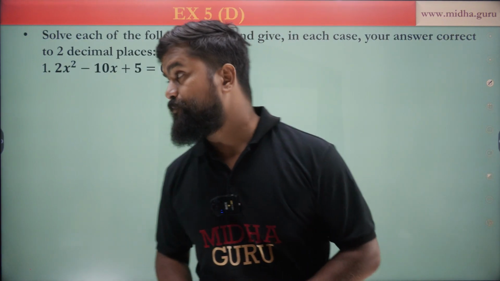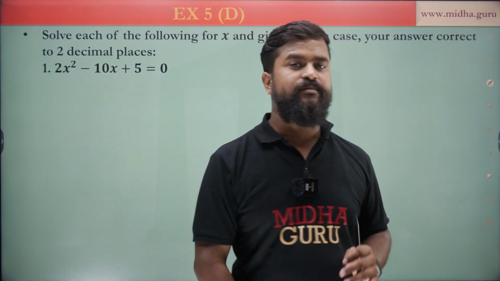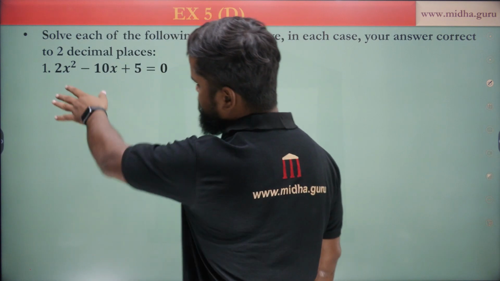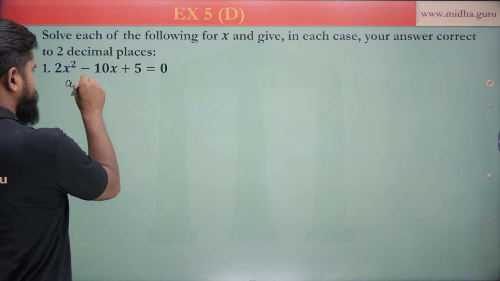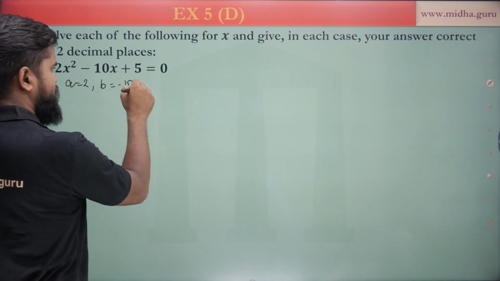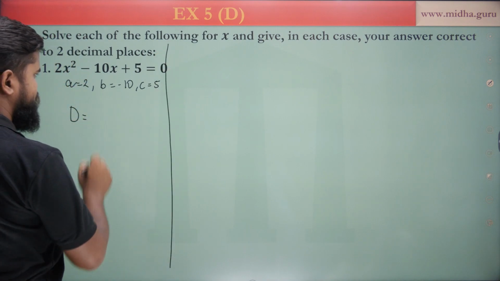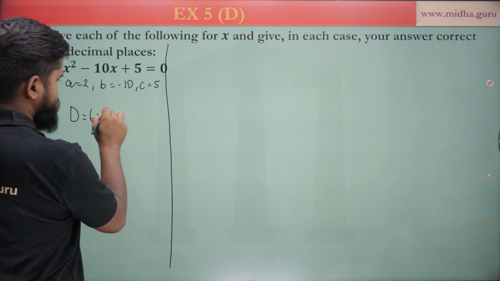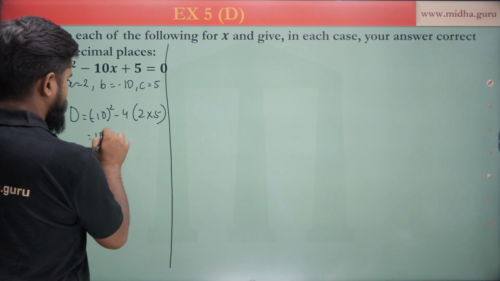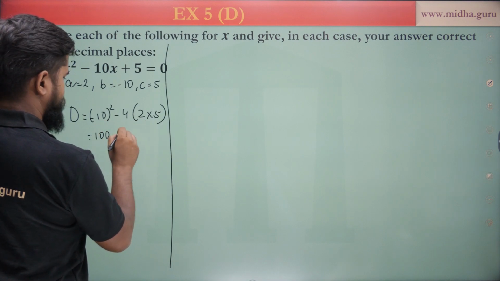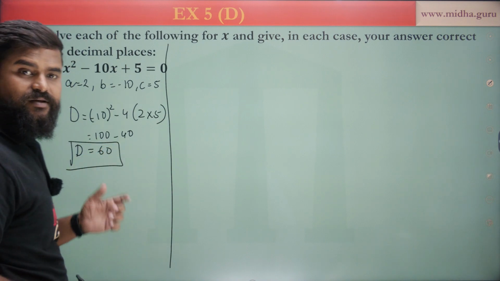Now next we have the question. Again we are supposed to solve by the quadratic formula, but this time we are to take up to 2 decimal places. So first things first, as you can see, it is already in the standard form. So we'll say that a is equal to 2, b is equal to minus 10 and c is equal to 5. So from this we can say that the discriminant is b squared, that is minus 10 squared, minus 4 times 2 into 5. So this will be equal to 100 minus 40, which is 60. So the discriminant is 60.